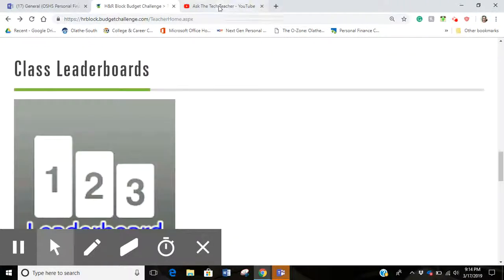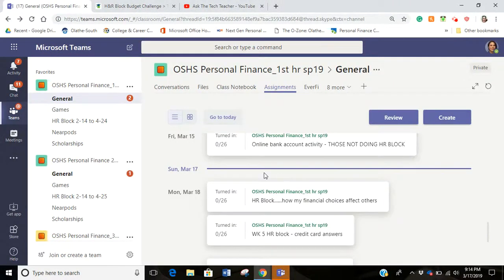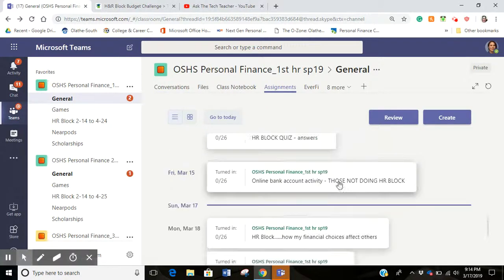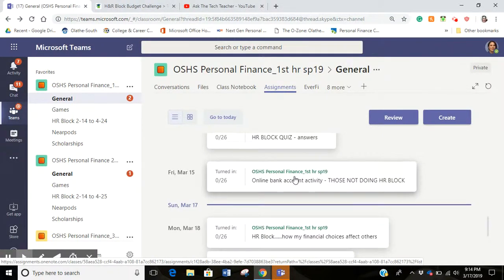Let's go over to what is due this week. So those who are not actively logged into H&R Block and you and I have had conversations, this is the activity you're going to complete. It's going to take several weeks to do, so it's what you will be working on this week.